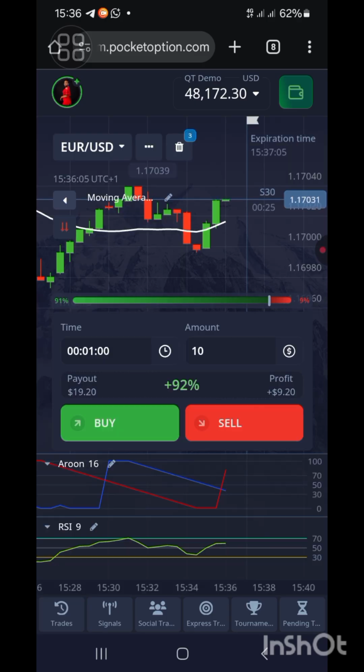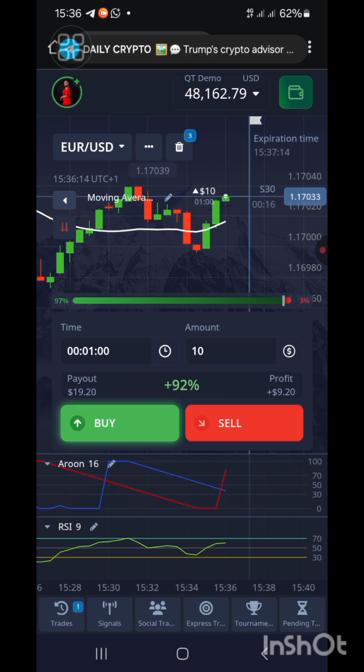Now, see what has happened. The red line has crossed. RSI is above 50, and the candle just finished and started a new candle going up. Let's see if it's going to be profitable.